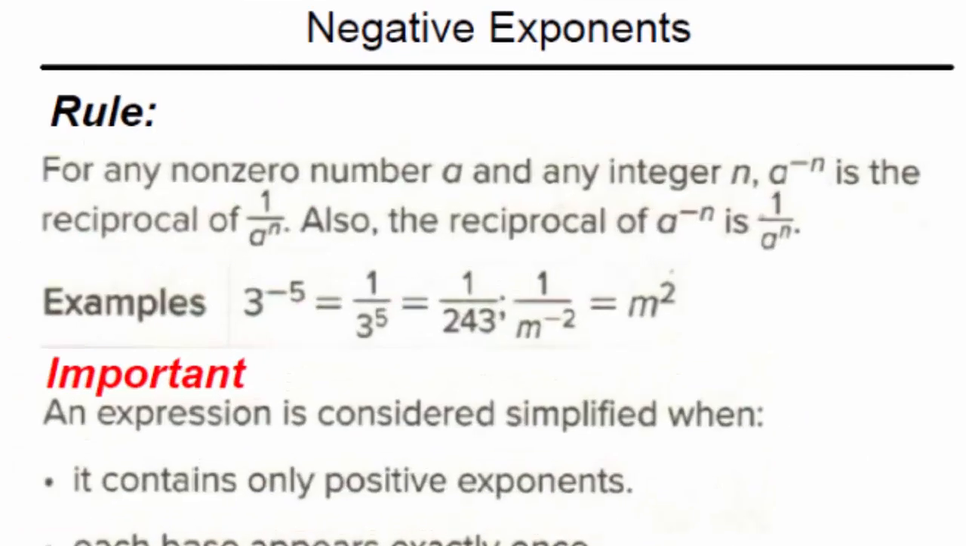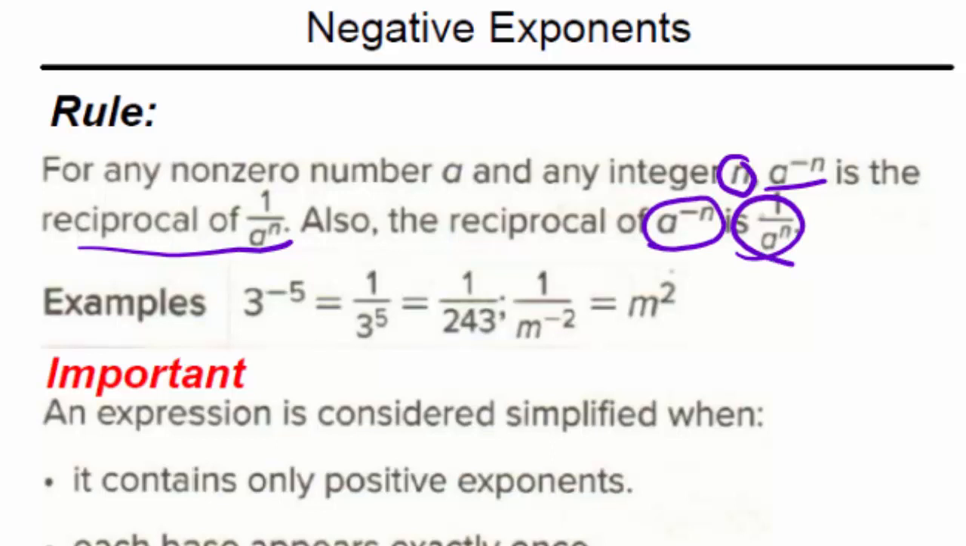Okay, so now we're getting into the negative exponents. So here's what the rule says. For any non-zero number a and any integer n, so for right now we're going to assume the exponent is an integer, a to the negative n is the reciprocal of a to the positive n, or 1 over a to the positive n. That also means the reciprocal of a to the negative n is a to the positive n.